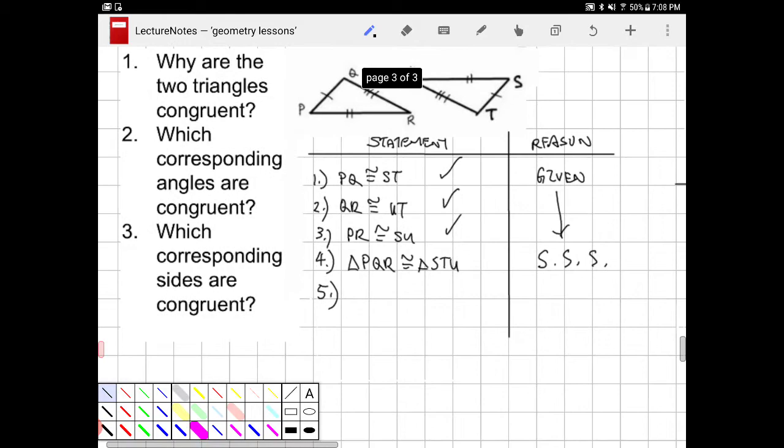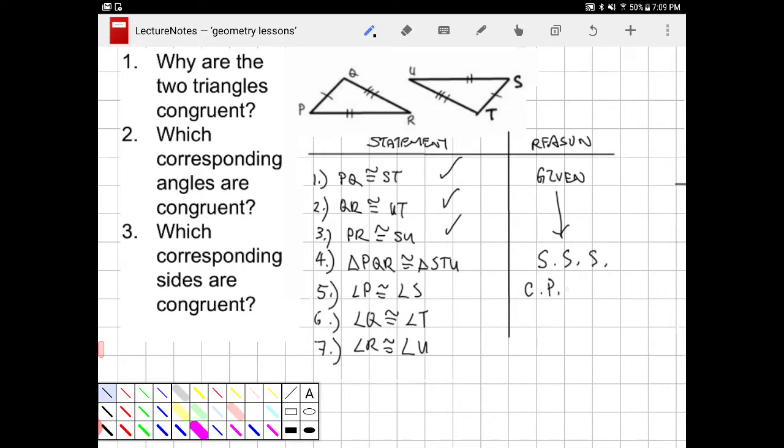The next thing I needed to do was name all the angles that are congruent between these two triangles. We know all the corresponding sides already because I named them in the givens. So what are all the corresponding angles that are going to be the same? I know that angle P must be congruent to angle S. Angle Q must be congruent to angle T. Angle R must be congruent to angle U. And this is all true because of corresponding parts of congruent triangles are congruent. And it is true for all three of these.